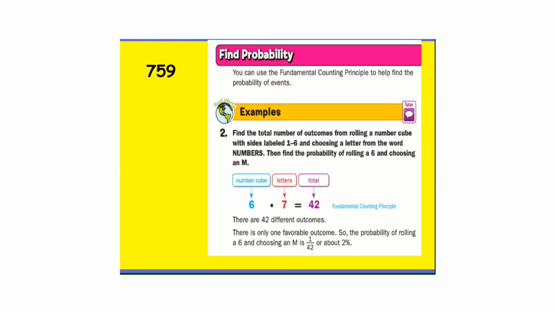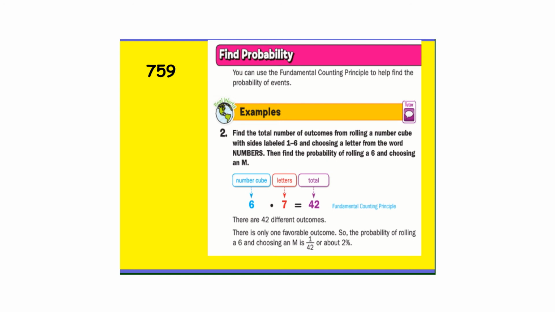Number 2, find the total number of outcomes from rolling a number cube with sides labeled 1 through 6 and choosing a letter from the word numbers. N-U-M-B-E-R-S, 7 letters. 6 times 7, 42.